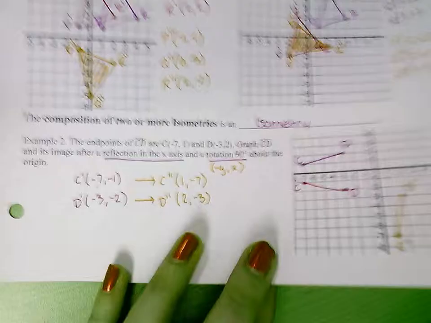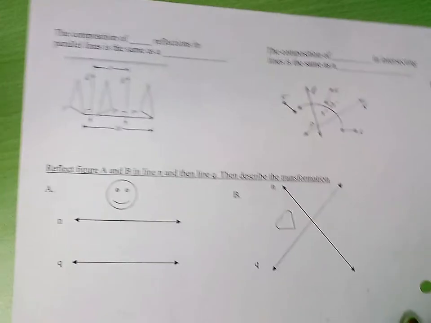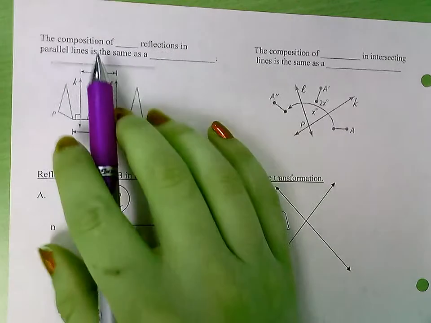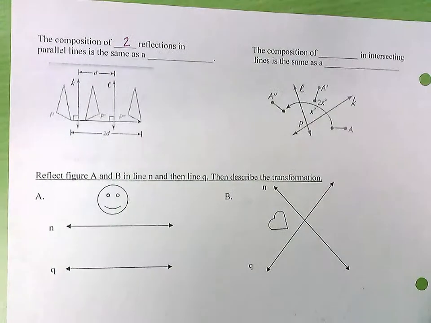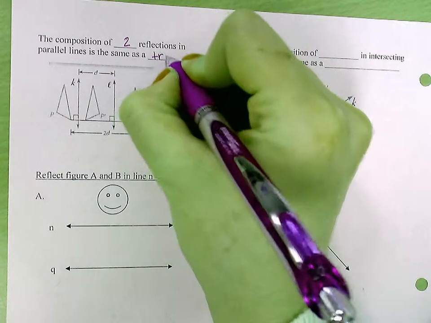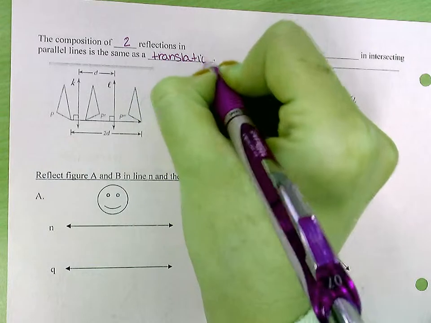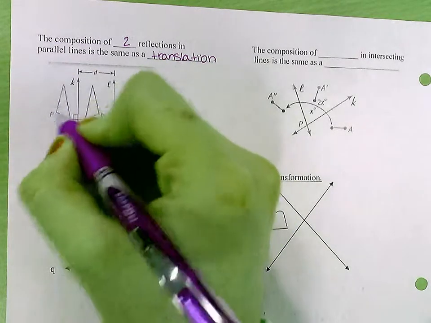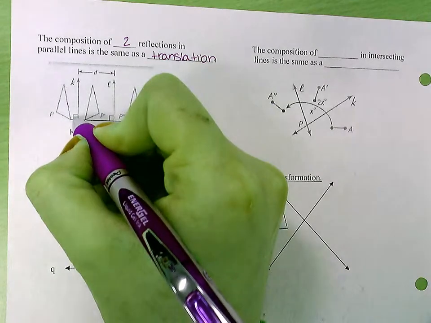Alright, so I want you to flip it to the back then. The composition of two reflections in parallel lines, so these lines have to be parallel, is the same as a translation. Once you reflect twice in parallel lines, it will just look like it slid over or it has that slide to it. So in that picture below, this is your pre-image right here on the left.